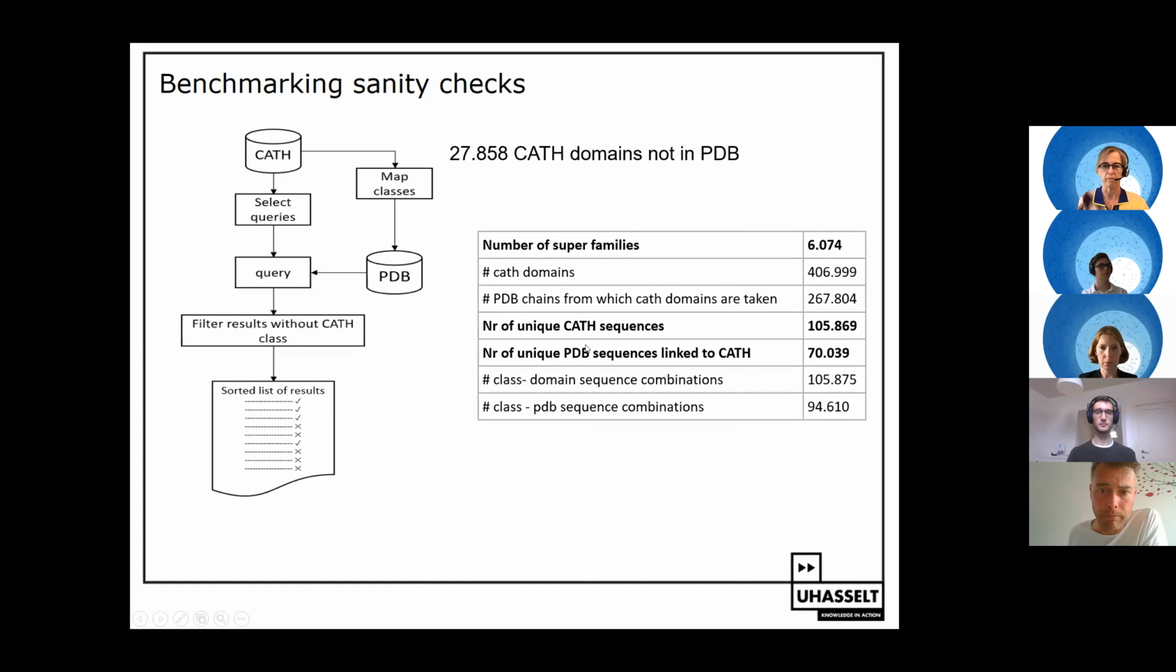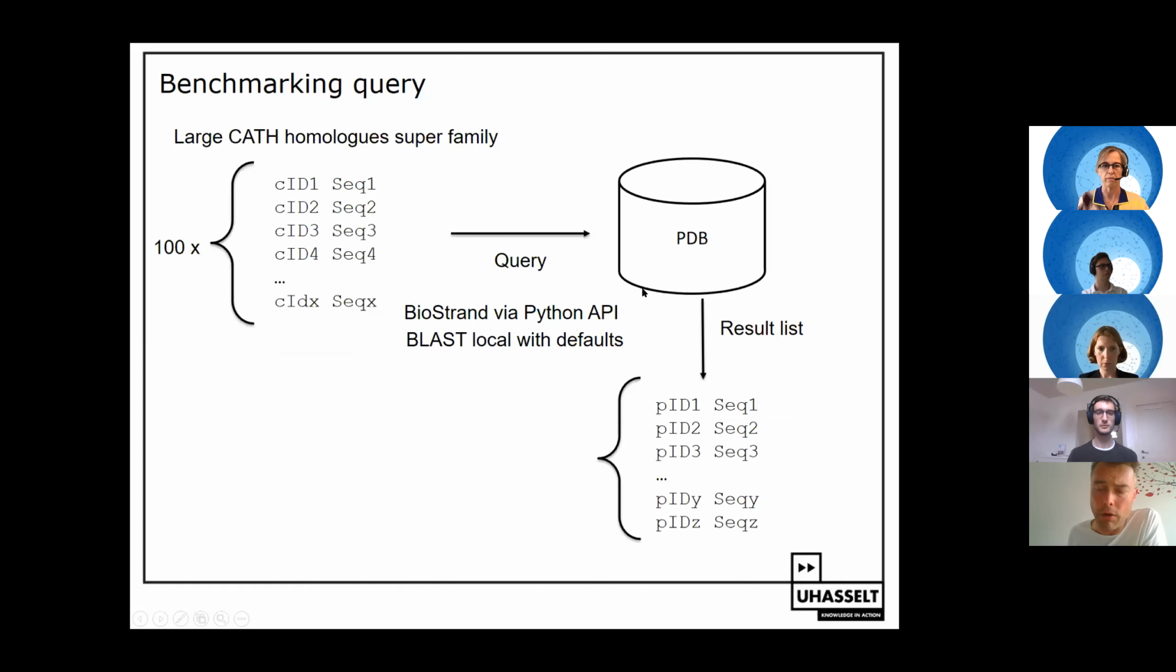Okay, so I will ignore that and focus a little on how this querying exactly works. We considered the 100 biggest CAT superfamilies. For every CAT superfamily, composed of a number of sequences and IDs, we randomly selected one sequence and queried that sequence on our protein database. Remember that all these CAT IDs could be mapped on the protein IDs in the PDB and vice versa.